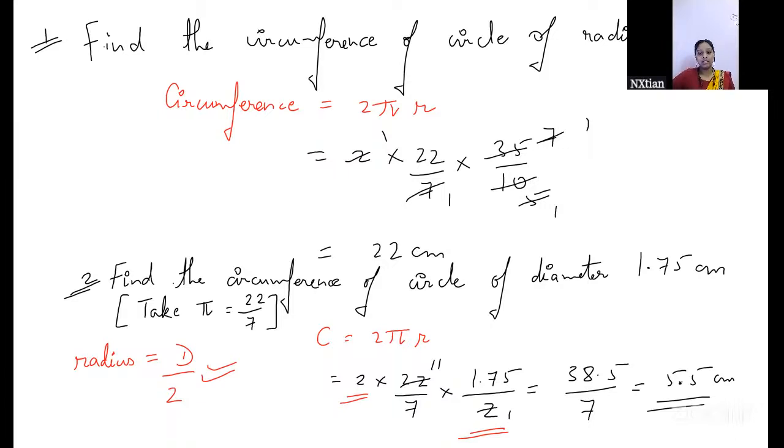Anything else? Any other doubts from the perimeter of the circle? No, ma'am. No doubts, ma'am. Anaya, Zara, anything else? No, ma'am. Okay.